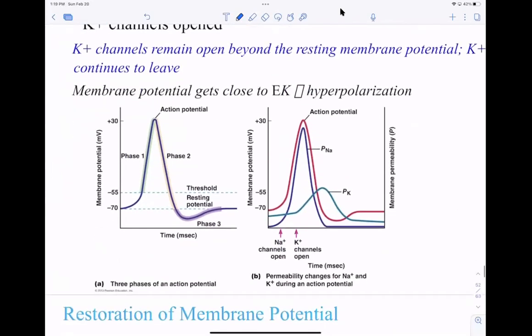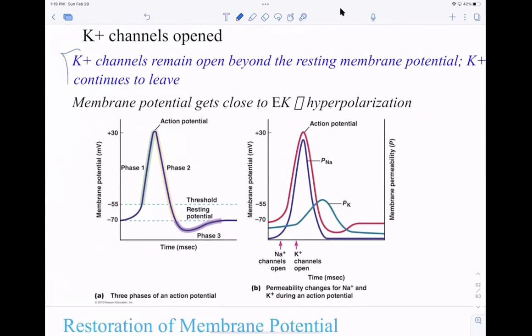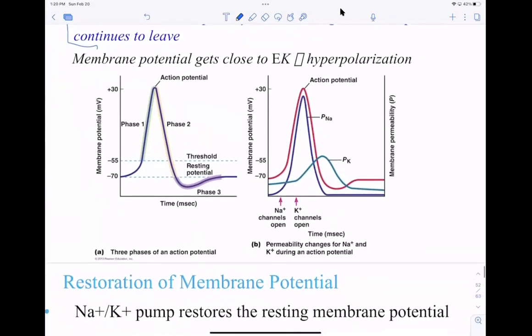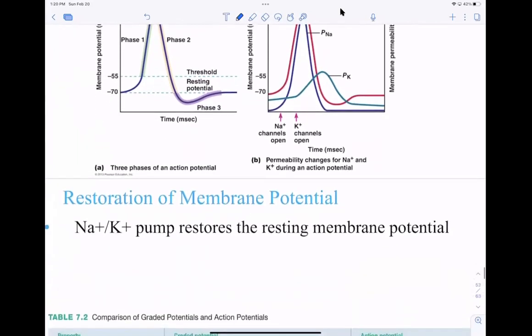Now, repolarization is due to potassium channels remaining open and potassium still continues to leave because it wants to keep leaving the cell till it's negative 94 millivolts. Eventually, potassium channels will close before it reaches negative 94 millivolts, and then the sodium potassium pump restores the membrane potential back to negative 70. So here is where the pump is actively transporting potassium back in to get it back here.